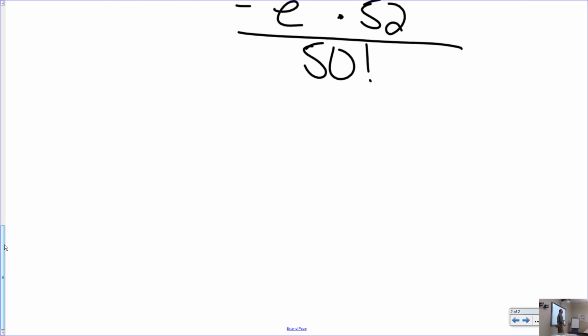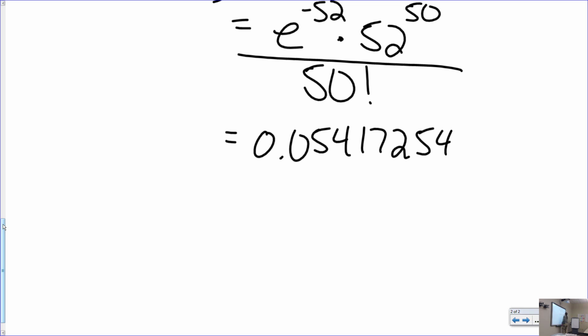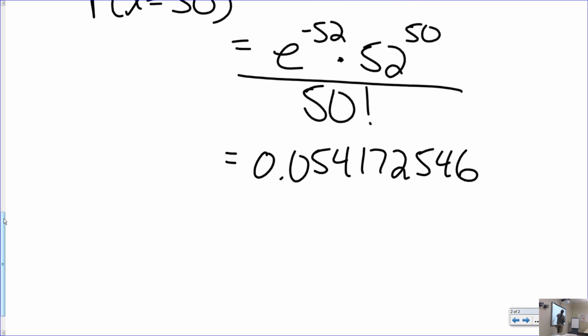Did anybody's calculator barf on this one at all? I'm just not getting the right answer. What'd you get over there? I got 0. You got straight up 0? Straight up 0. I don't know what I did wrong. You should have gotten this number. So give it another shot. Make sure that you can get this number. Make sure you know how to use the E to the X button.